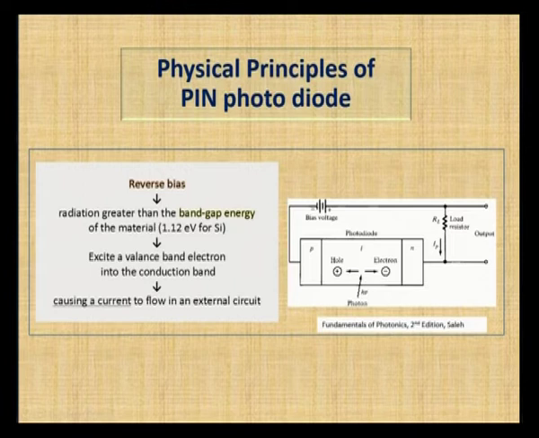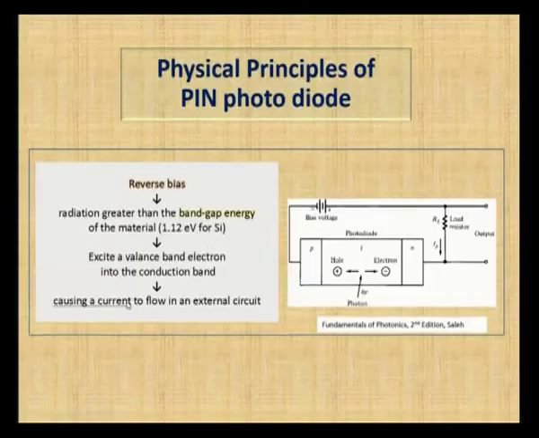Due to this, a valence band electron is excited into the conduction band. The excitation of the electron from the valence band to the conduction band takes place due to the radiation that we give, having energy greater than the band gap energy. Due to this, a current flows in an external circuit.